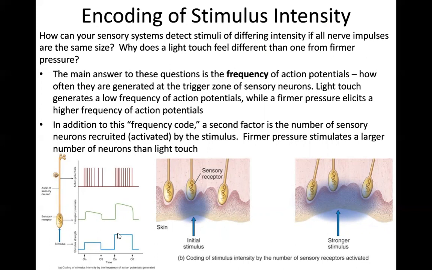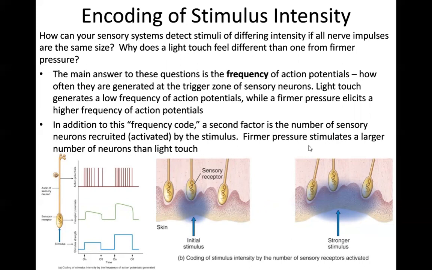So our brain receives more action potentials from a firmer touch than from a weaker touch. And that's how we can feel different stimulus intensities, why we can tell if it's a firm touch versus a light touch. On top of that, and I really like this illustration, look what happens when you initiate a really strong pushing on the skin. It can activate, in this case, 3 different neurons, whereas here, just pushing in very lightly is only going to stimulate this one. So a second factor is the number of neurons recruited or activated by the stimulus.